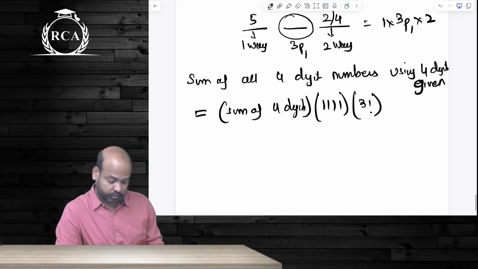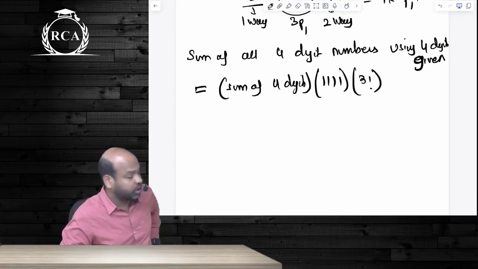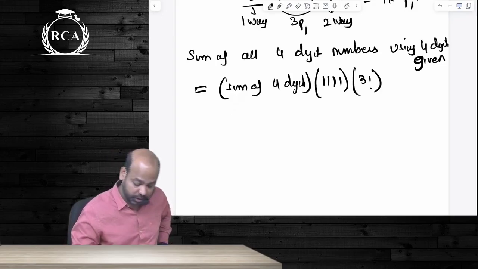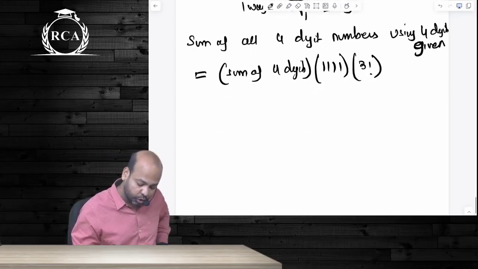Shubham, done? The sum of all 4-digit numbers formed using the 4 given digits will be the sum of those 4 digits multiplied by 1111 multiplied by 3 factorial. After this, beta, finally we move on to circular permutations.